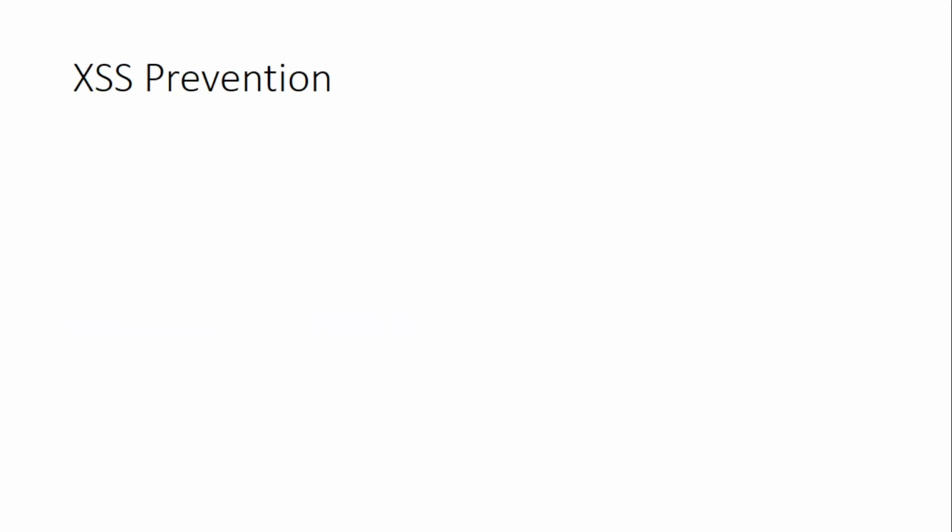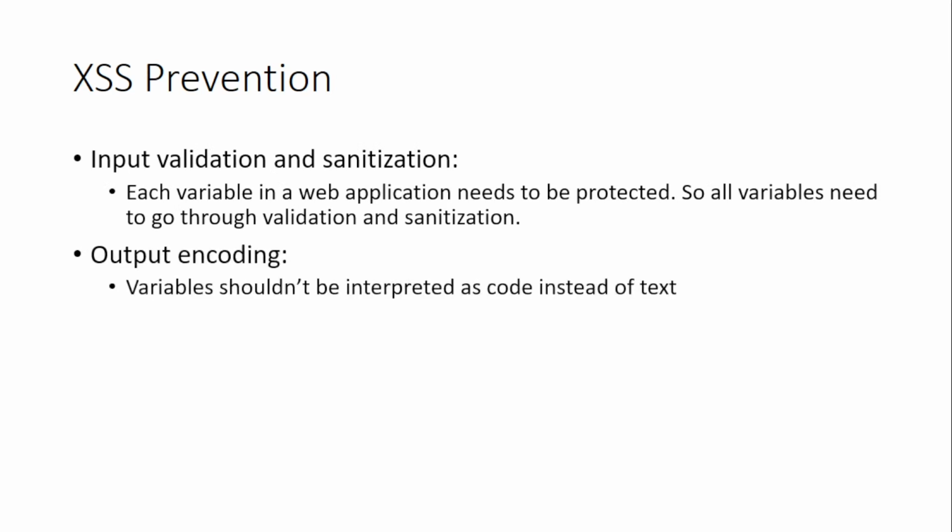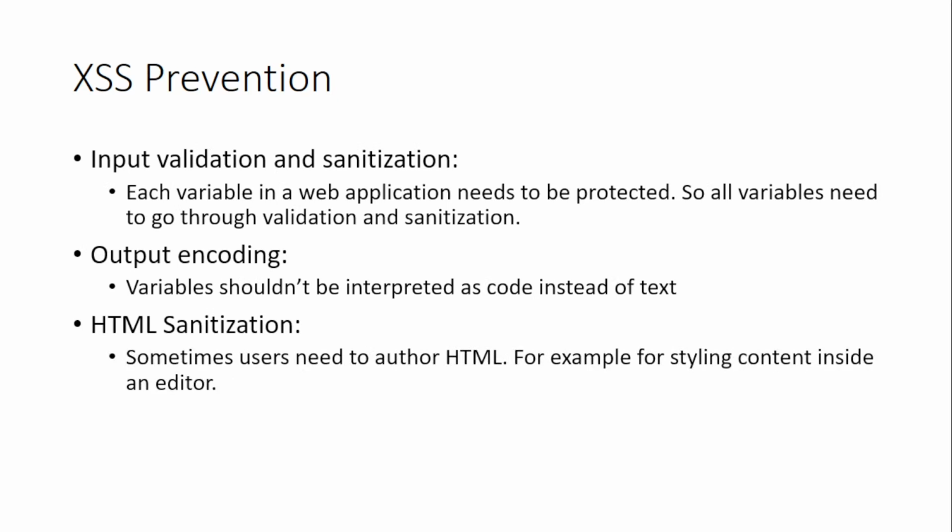A bit more information. If we wanted to prevent XSS, what we can do is input validation again and sanitization. Each variable in a web application needs to be protected. So all variables need to go through validation and sanitization. And also output encoding. Variables shouldn't be interpreted as code instead of text. HTML sanitization. Sometimes users need to use HTML, for example, for styling content inside an editor. And so we need to sanitize that using content security policy.